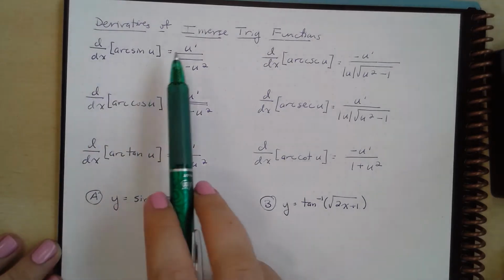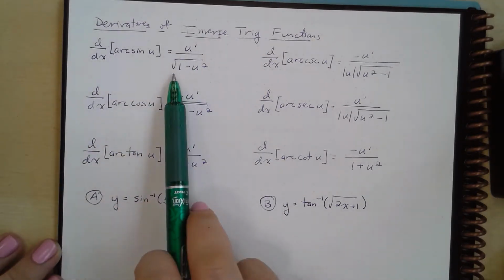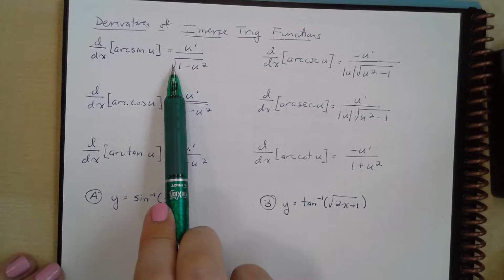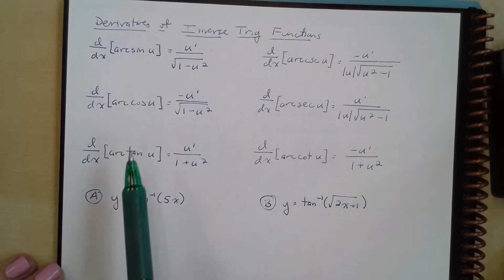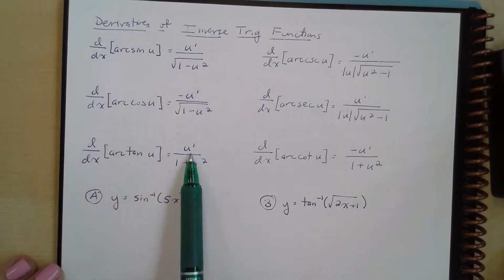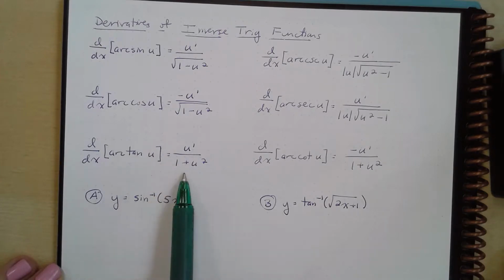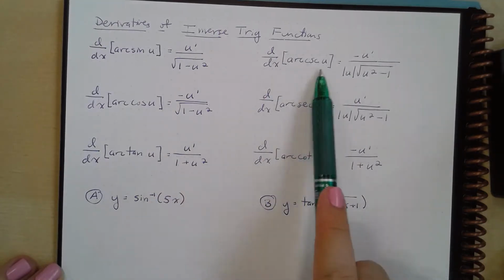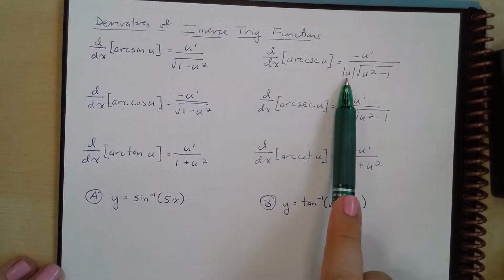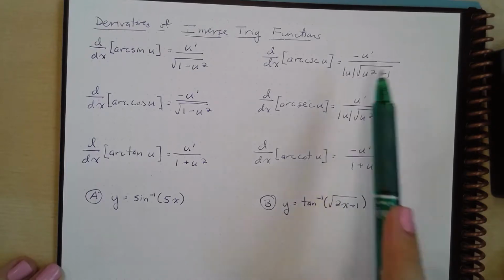Arc sine of u is equal to u prime over the square root of 1 minus u squared. Arc cosine is negative u prime over the square root of 1 minus u squared. I think I forgot to say the square root up here. Arc tangent is u prime over 1 plus u squared. Arc cosecant is negative u prime over the absolute value of u times the square root of u squared minus 1.